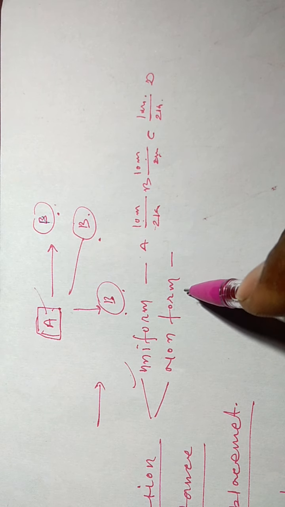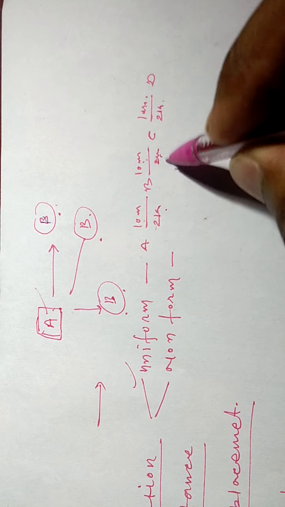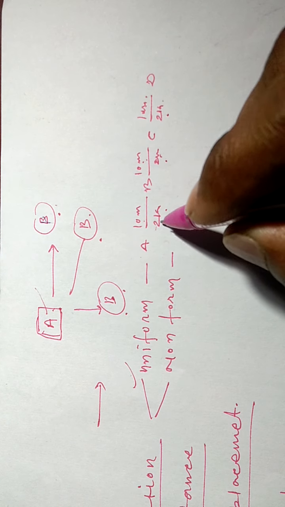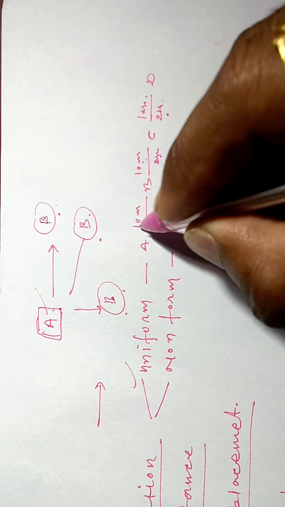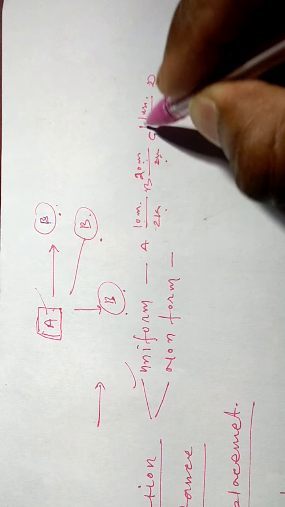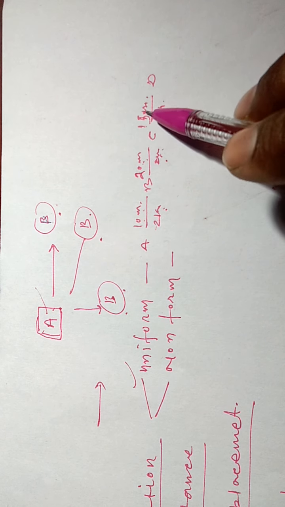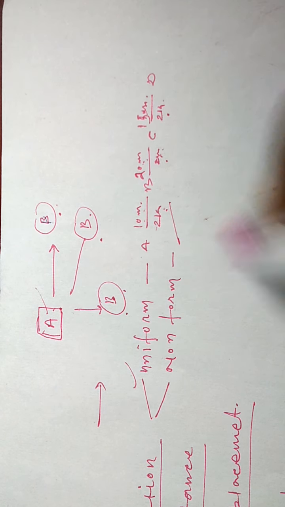And what is non-uniform motion? When a body covers equal distance in unequal intervals of time. Here it is 10 minutes, here 20 minutes, and here 15 minutes. So we can say when a body covers equal distance in unequal intervals of time, it is called non-uniform motion.